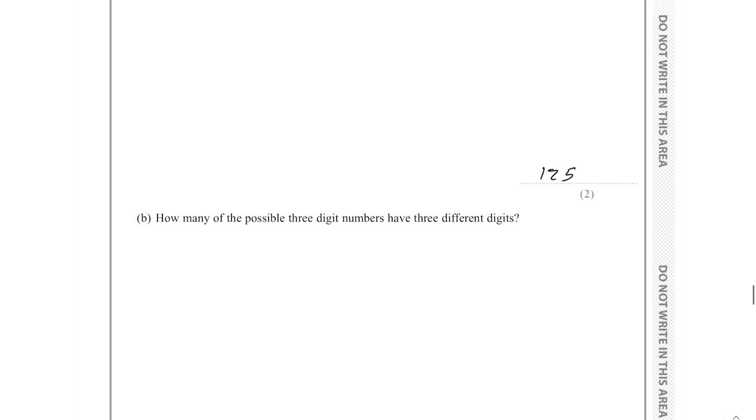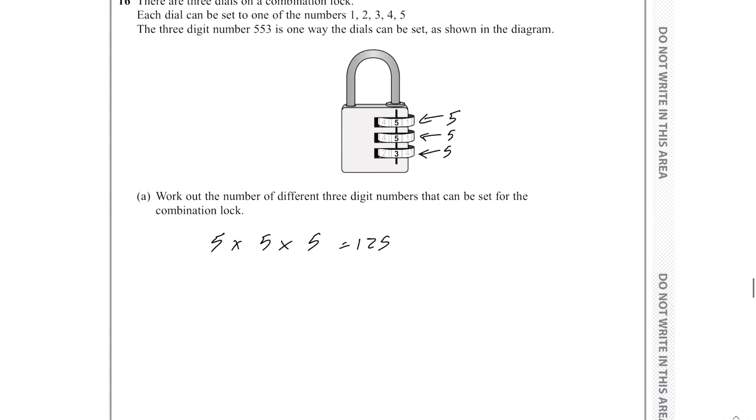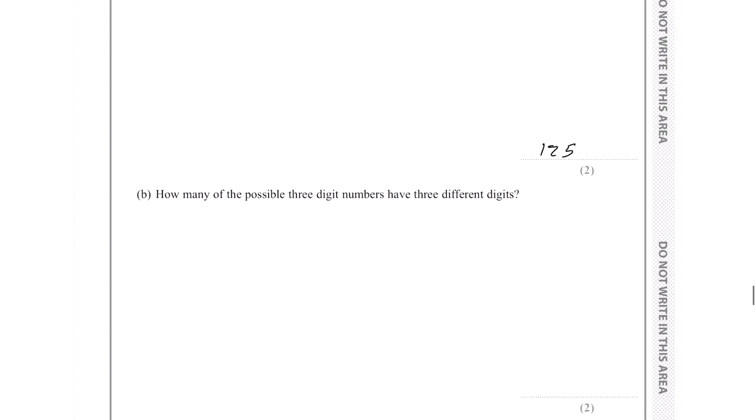How many possible 3-digit numbers can have 3 different digits? Okay, so what it's saying is, if I write that out again here, if the top one's got 5, now the second one can't have the same number the top one has, and then the last one can't have the same number the top 2 have, so we must take 1 off there. So that must then be 5 times 4, which is 20, times 3, which is 60.